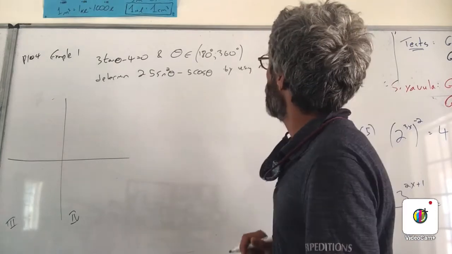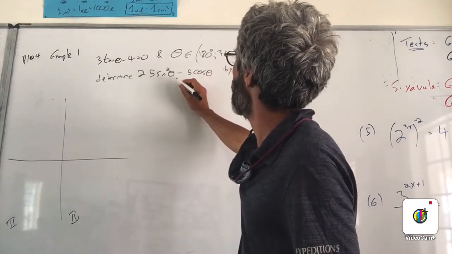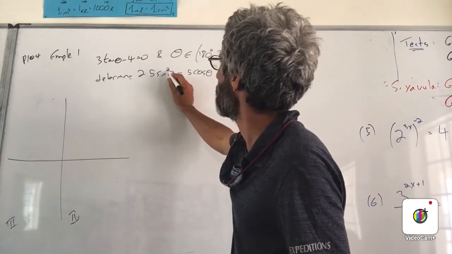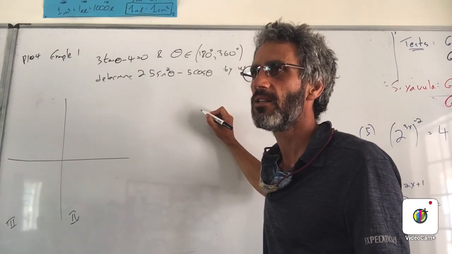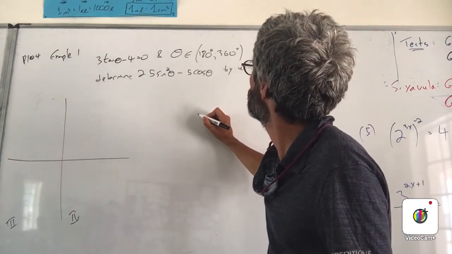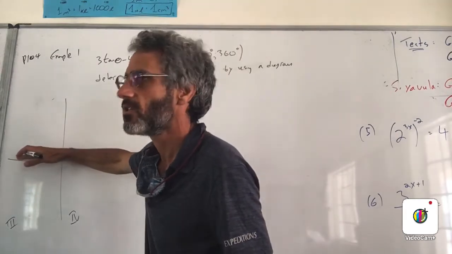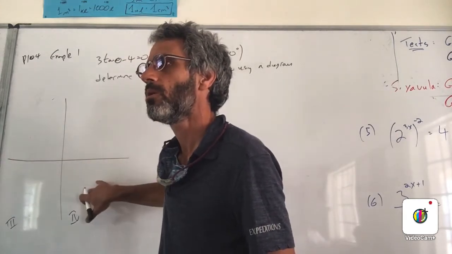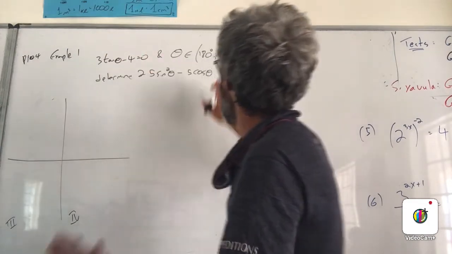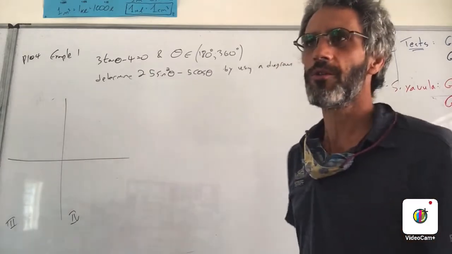Right, and they're asking us to determine 25 sine square theta, that means 25 times the square of sine, minus 5 cosine. So it's the third and the fourth quadrants, because the third one is 270. 270 is here, that's 180. So it's between 180 and 360, but not including 180 and not including 360. So it's third or fourth.